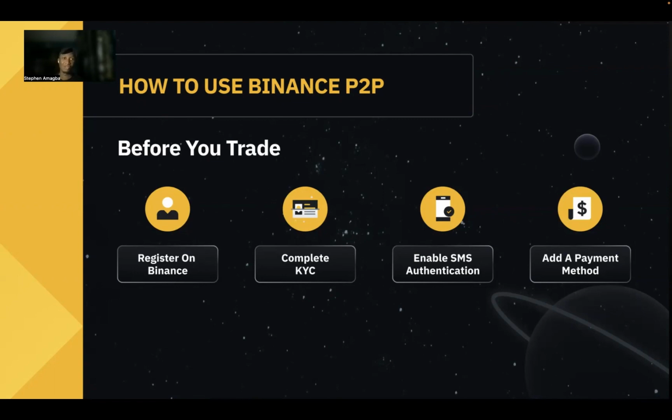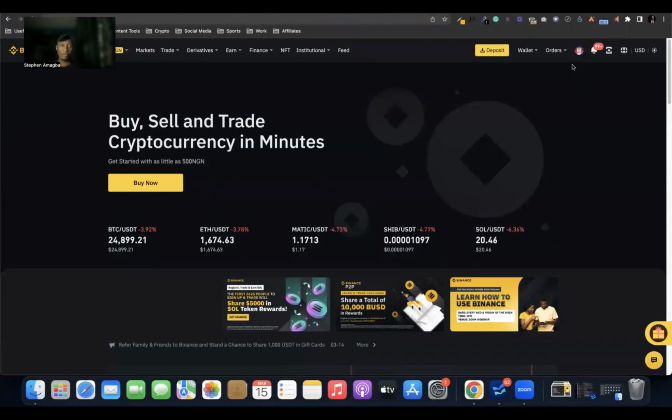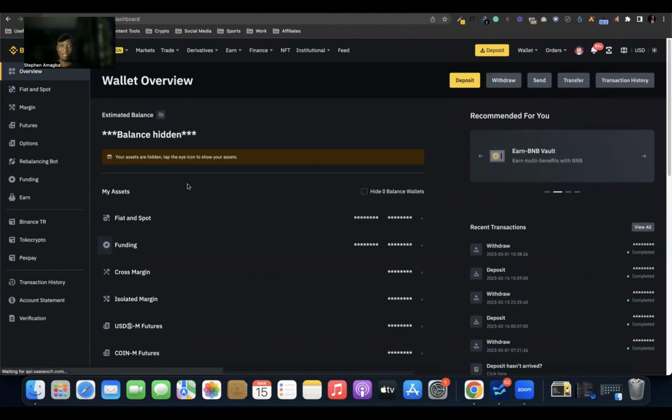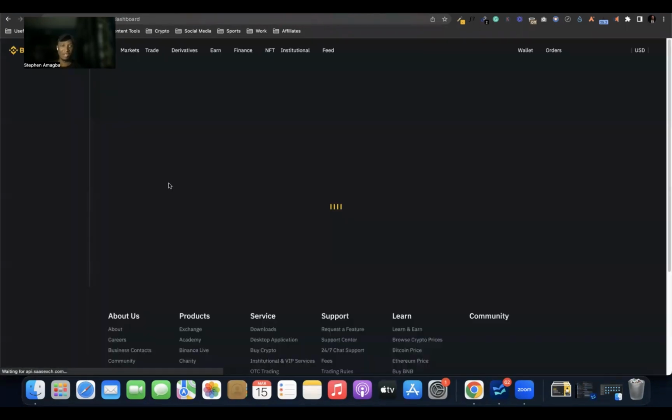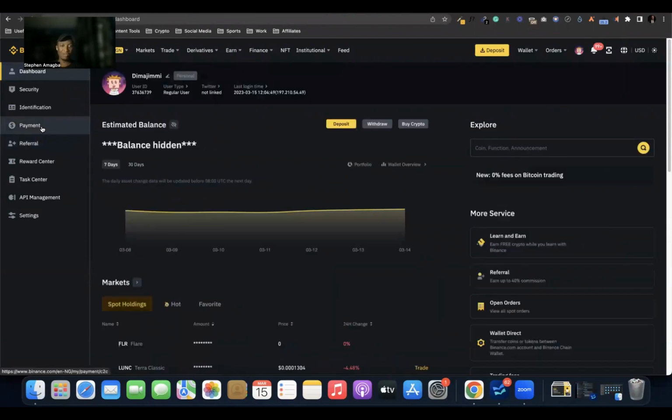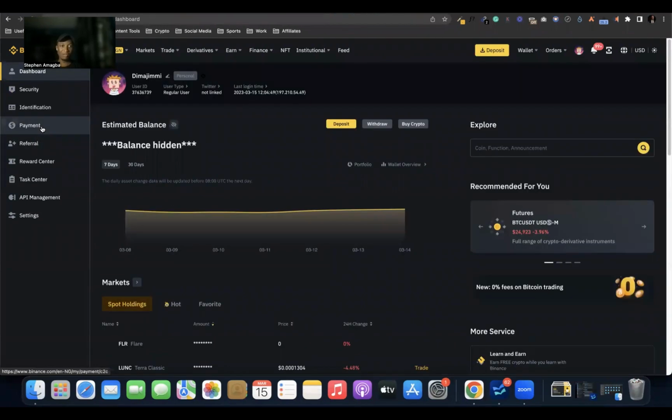So the next thing you need to do is to add a payment method. And here is how you add a payment method to your Binance. Okay. You go over to your dashboard. You access your dashboard by hovering towards this profile icon. You can see your dashboard here. When you get there, you can see the payments tab, where you can enable your payment methods.